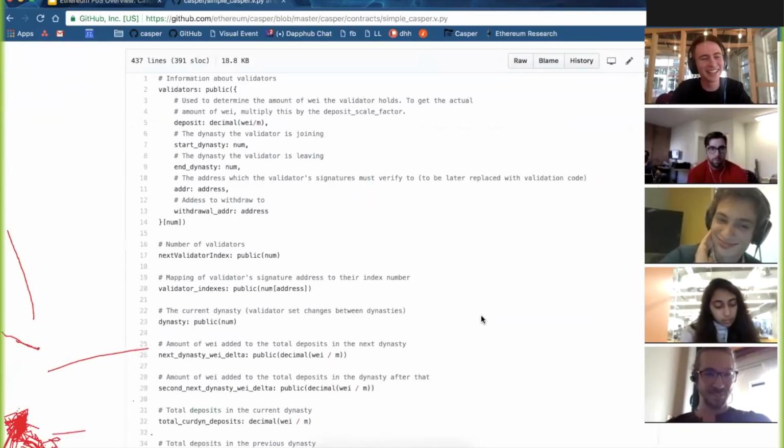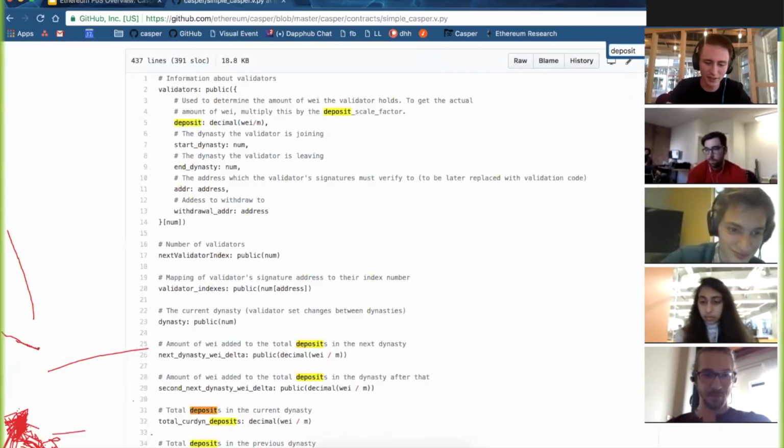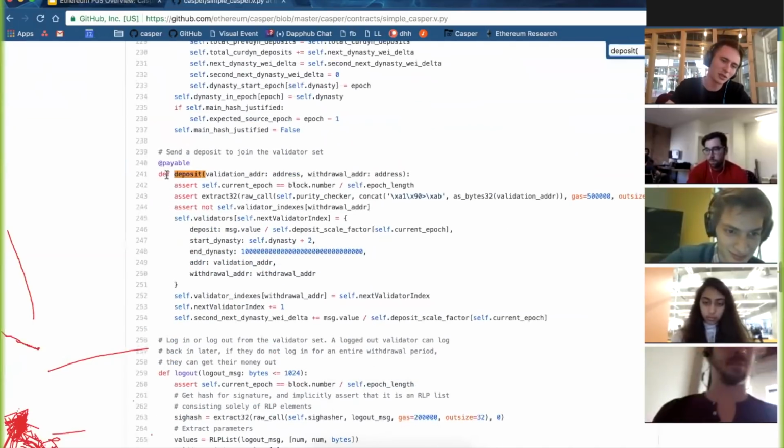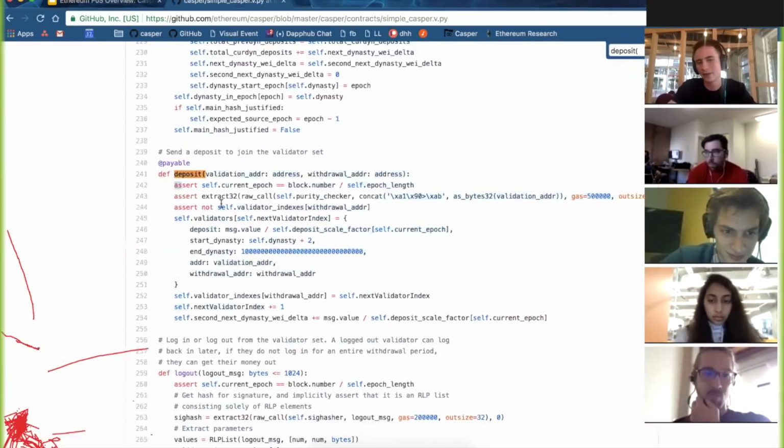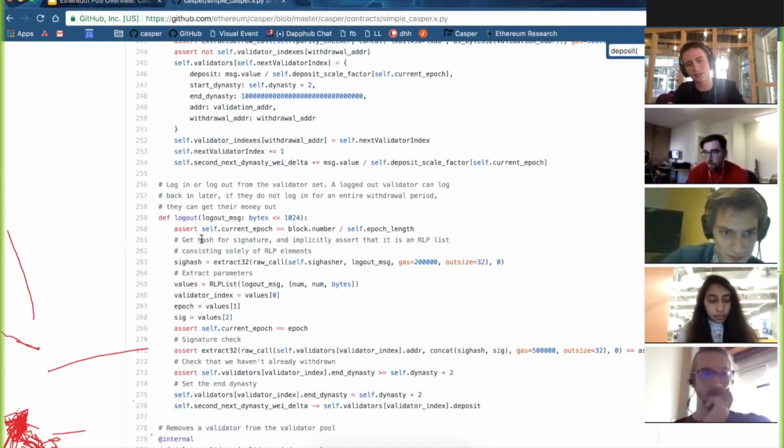If you wanted to deposit, you just send a transaction that calls this function. You give it your validation address, which is kind of an implementation detail, and your withdrawal address, and it logs you in. And there's log out, and that defines all the other stuff.